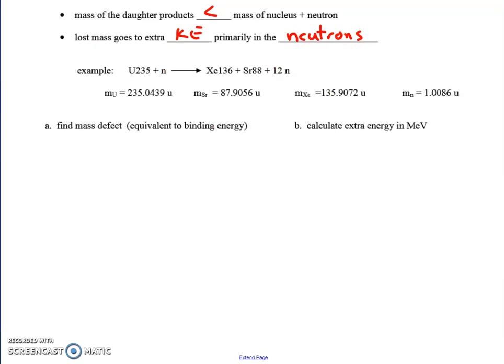All right, so in order to do this, here is the breakdown. We have U-235, a typical example of fissionable uranium, plus a neutron gives us xenon, strontium, and 12 neutrons. We have to make sure we're careful about that. I give the mass of each of the players here. Now we can calculate the mass defect, so why don't I do that for you? This is a big, long one.